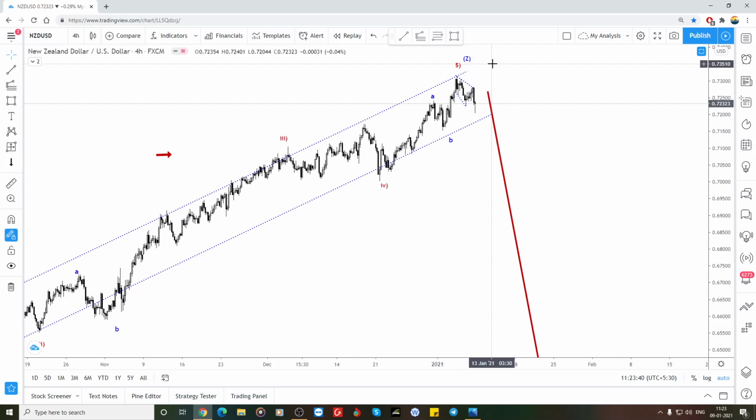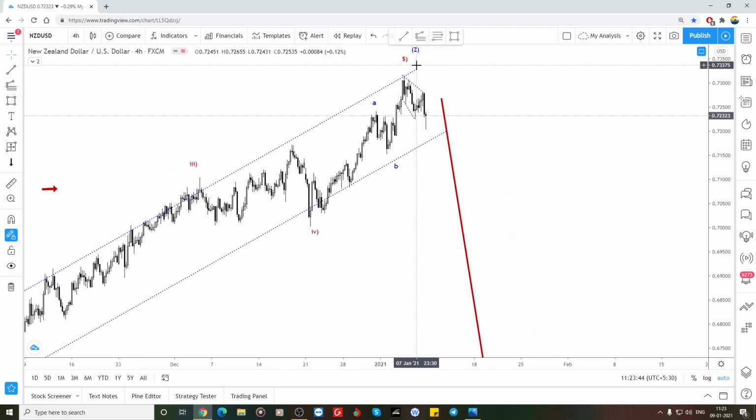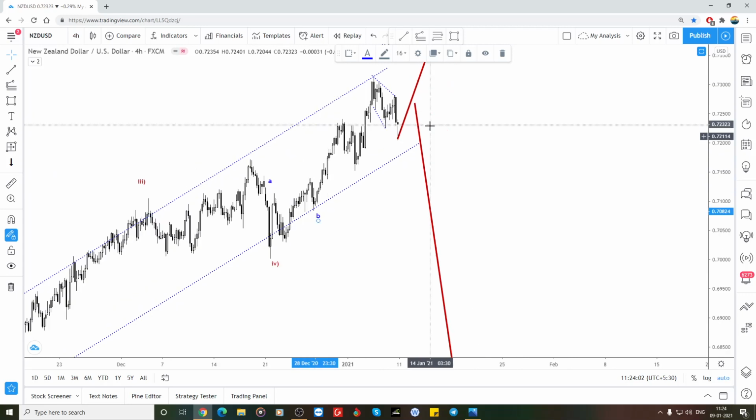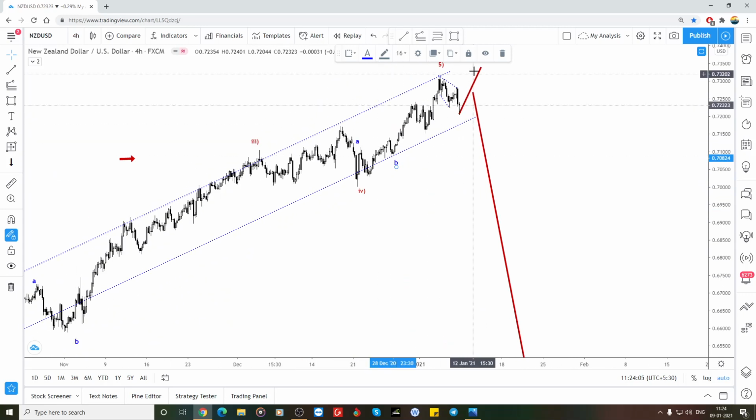So it may happen one more, it's looking like an expanding diagonal also in the final wave of C. If it does like this, it's also valid. The same thing I explained in the Australian dollar also. So in that case, this is the A, here this is the B, 1, 2, 3, 4, and we already did, and one more 5th wave, maybe a spike, or it could be like this, and then again it may drop.